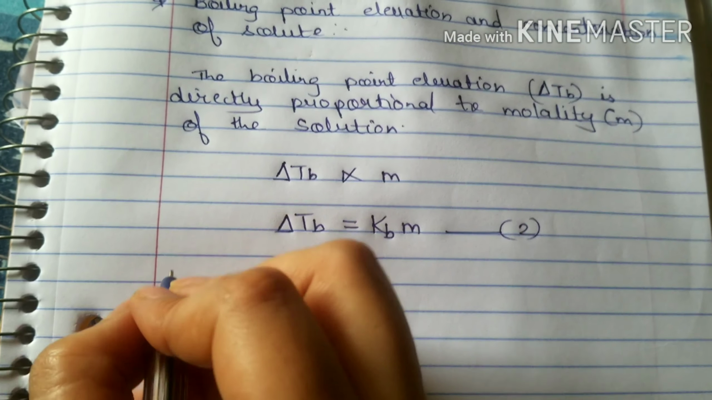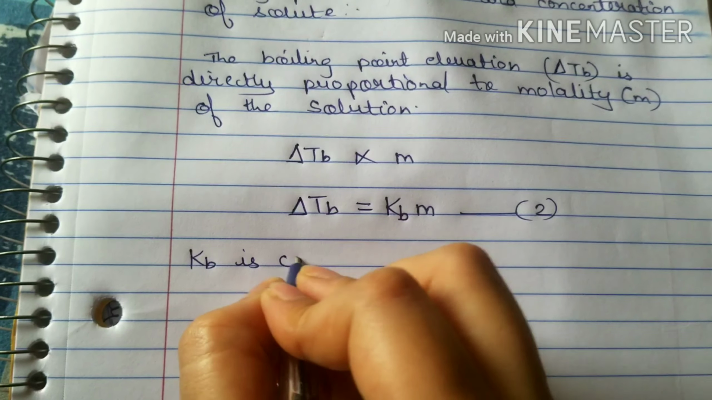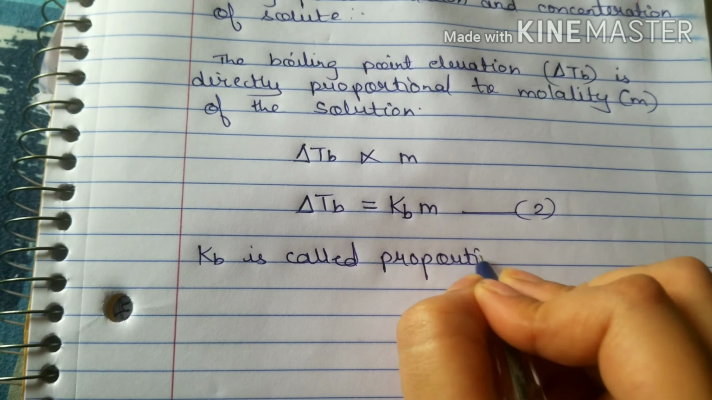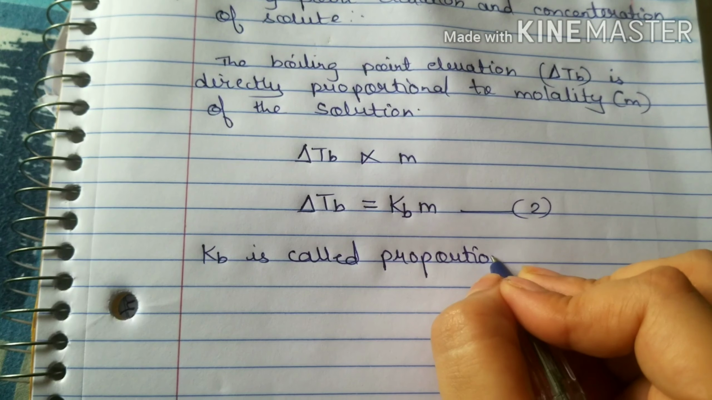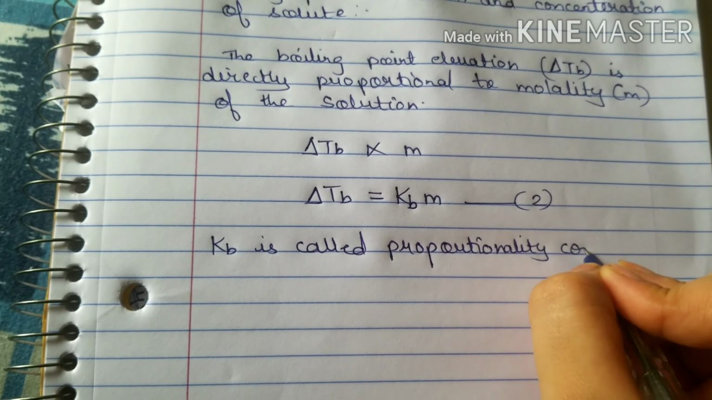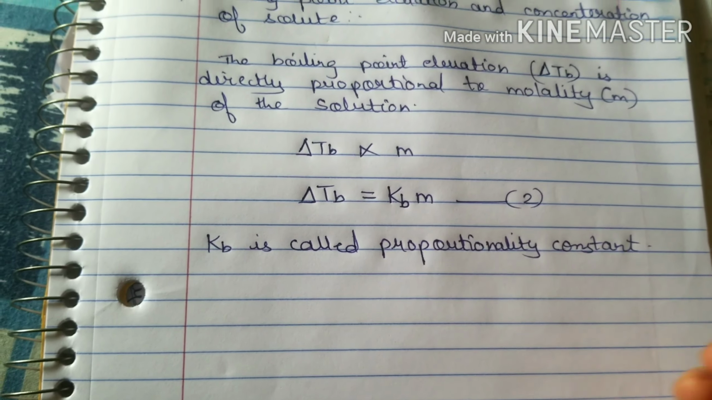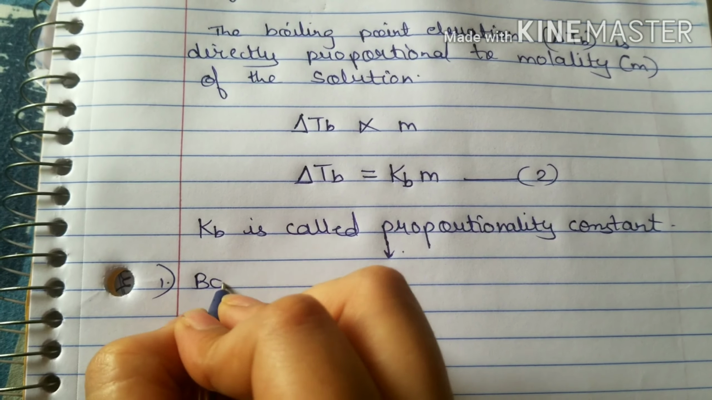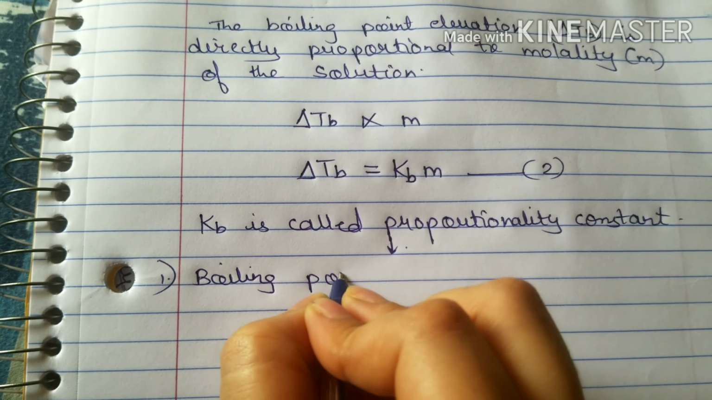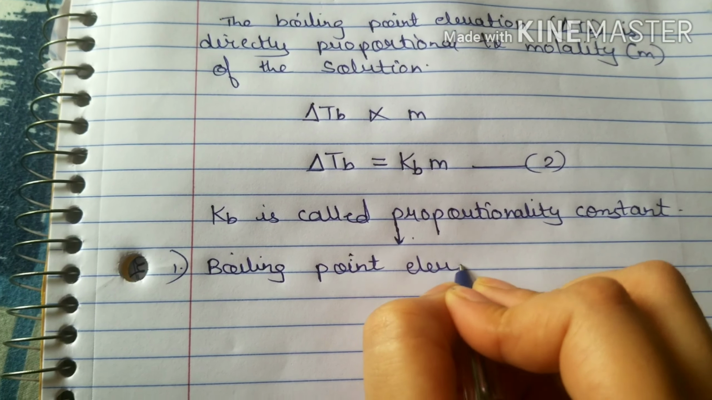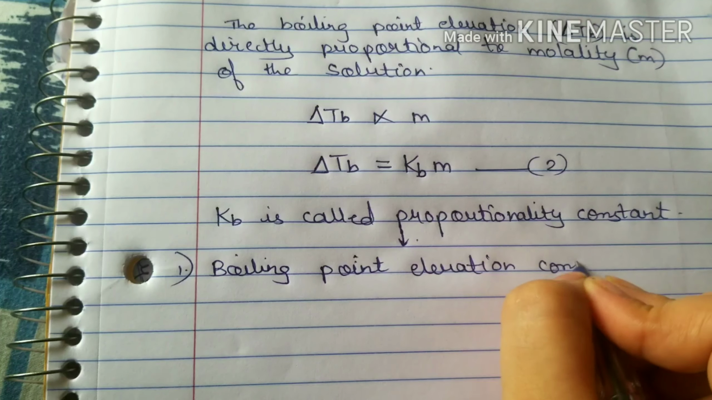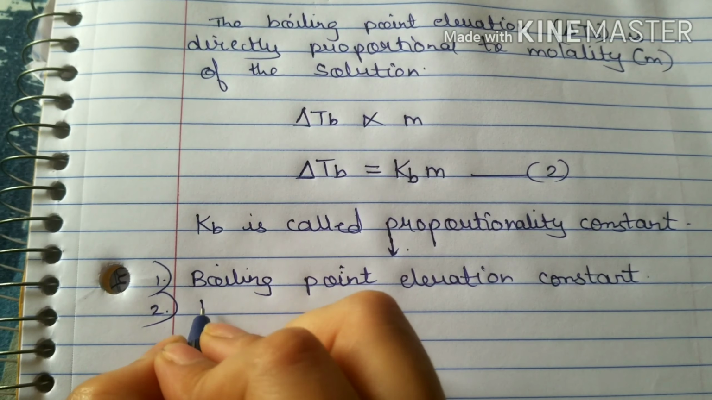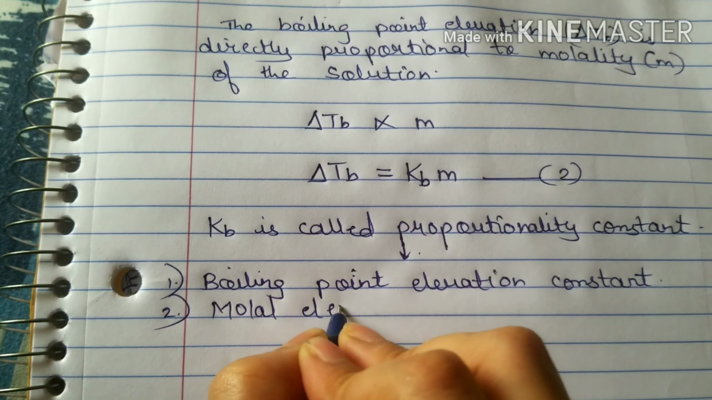Now this KB here is called the proportionality constant, and it has 3 names. Okay, the first one is boiling point elevation constant. Then the second one is molar elevation constant.